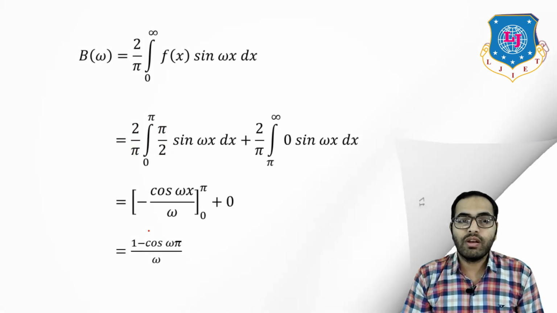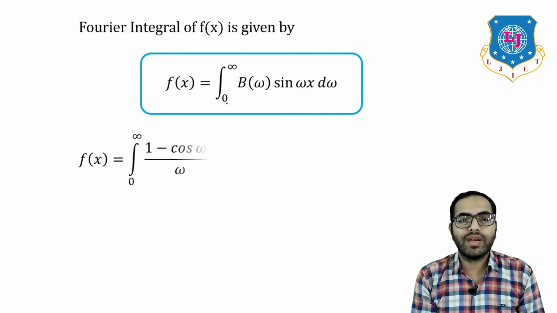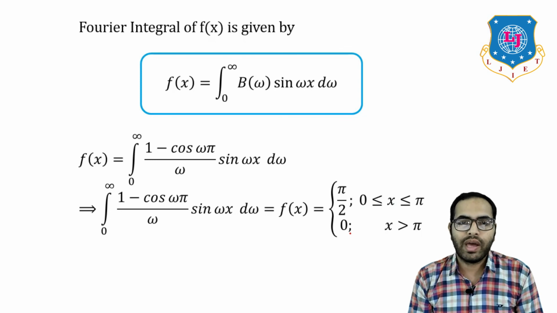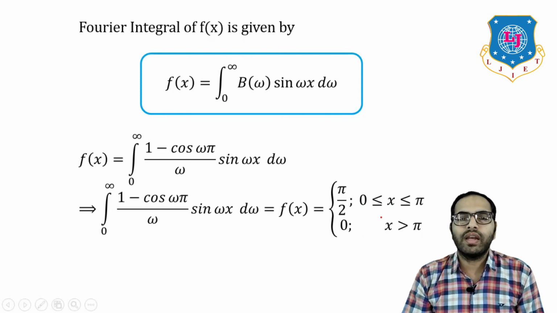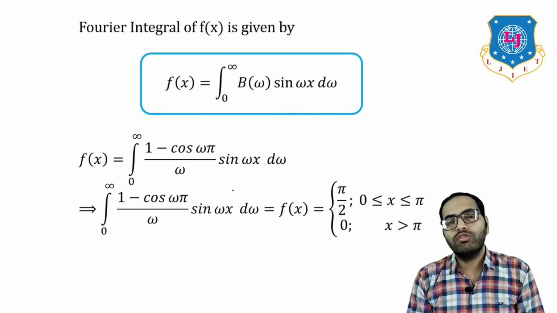Just substituting the value of b of omega in the Fourier sine integral, f of x equals the integral 0 to infinity of b of omega sine omega x d omega, it becomes the integral 0 to infinity of (1 minus cos of omega pi) upon omega, sine of omega x d omega, which is equal to the function, pi by 2 where 0 is less than or equal to x less than or equal to pi, and 0 where x is greater than pi. This is the answer which we had to find.